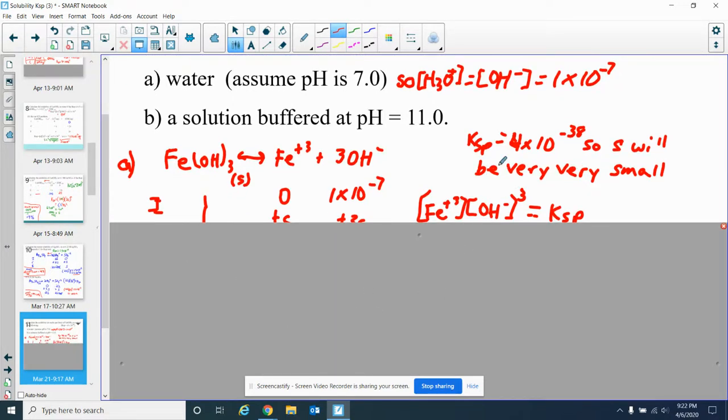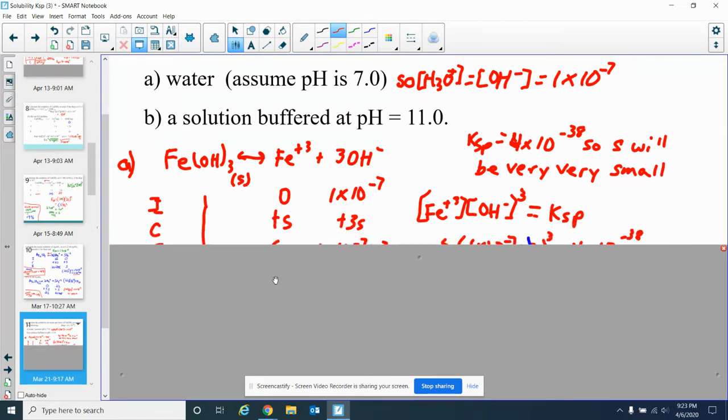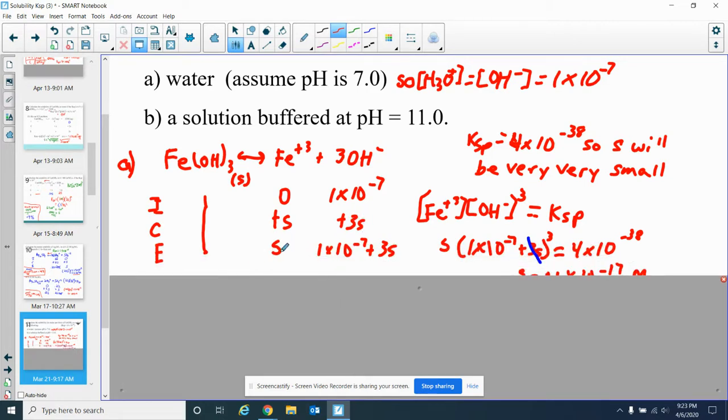Again, because this KSP is so small, that's why we have to look at the starting concentration of OH minus when it's in water. So that's 1 times 10 to the minus 7th, since OH minus and H3O plus both equal 1 times 10 to the minus 7th when the pH is 7. So once again, same thing, we set up our ICE table: it's plus S, it's plus 3S for the hydroxide. And so at equilibrium, it'll be S, and then this will be 1 times 10 to the minus 7 plus 3S.